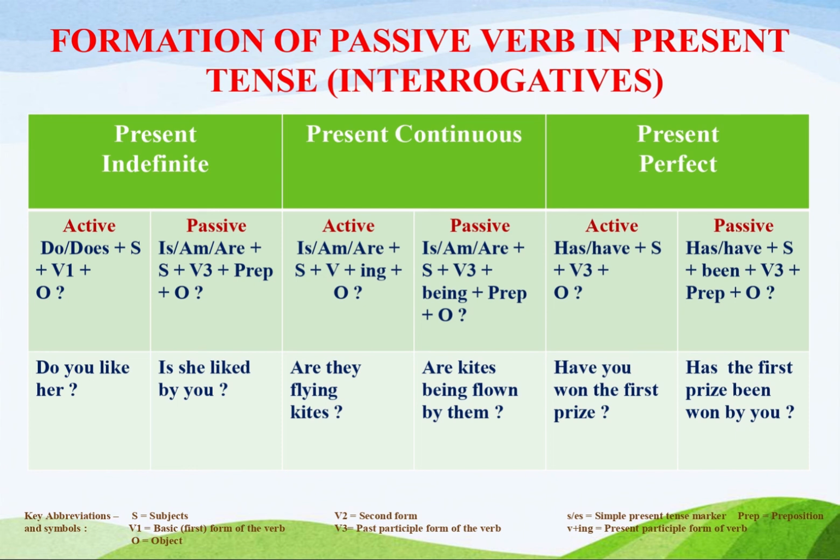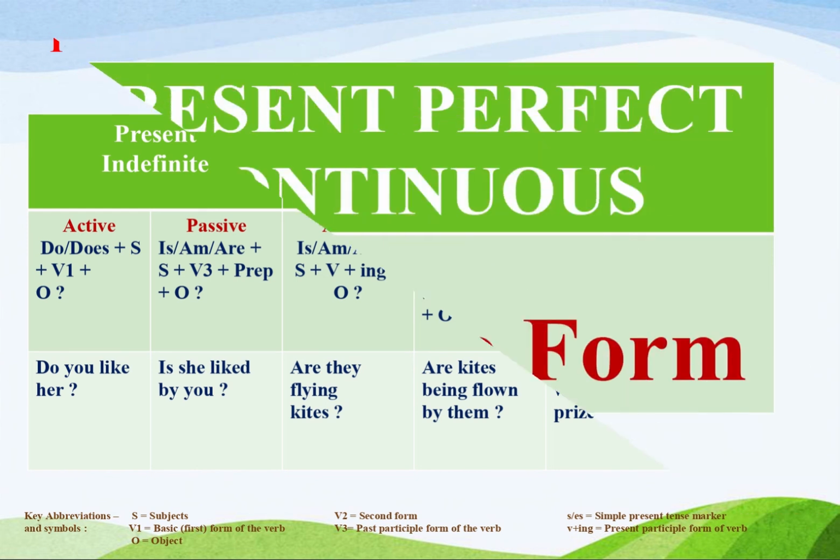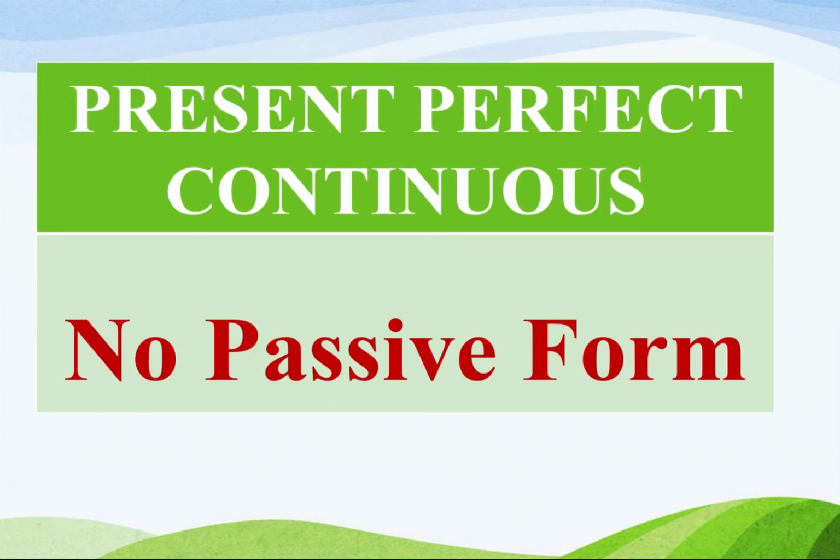Now, moving to the present perfect form, have you won the first prize? Will get converted into has the prize been won by you? Last but not least, the present perfect continuous tense. But this tense has no passive form because we do not usually use an object in these types of sentences.